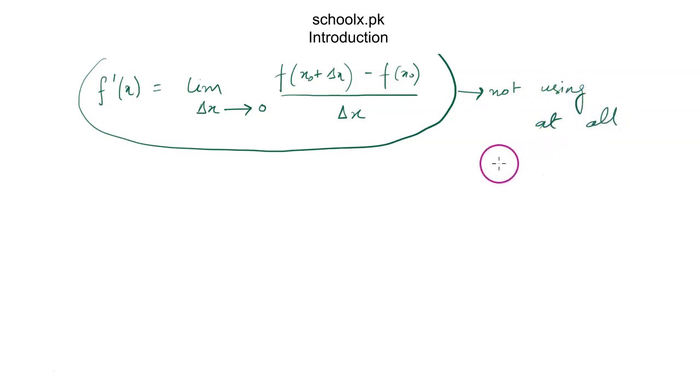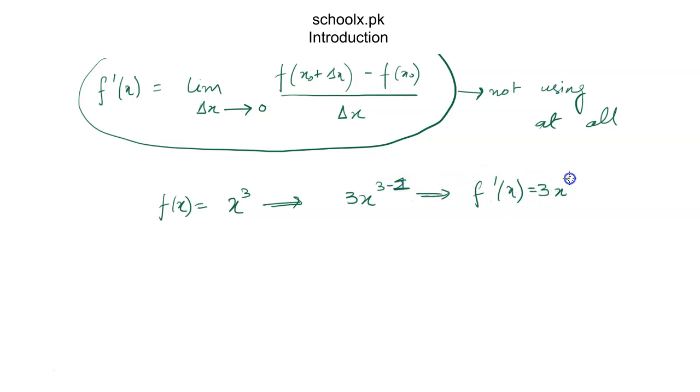So what you learn are basic rules. If we have a function, let's say x³, what will be its derivative? The derivative of x³ is, you bring the power down and reduce the power by 1. So the derivative of x³, f'(x), is 3x². So you'll have to learn this rule that whenever you have xⁿ, you take the derivative d/dx.